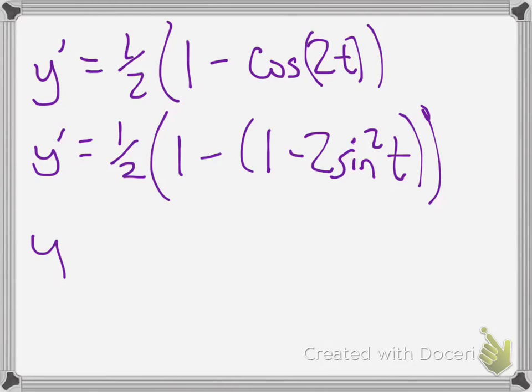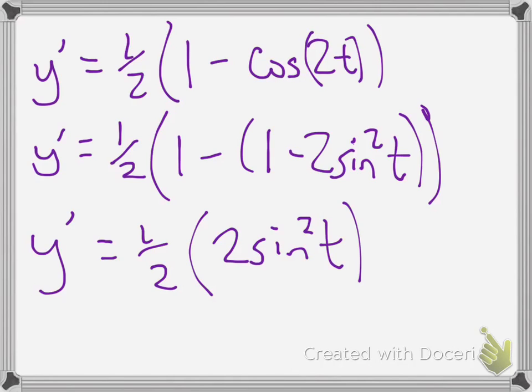Now, if we just do a little bit of simplifying here, of course, we distribute the negative sign. 1 minus 1 goes to 0, and then the negative times the negative 2 sine squared t gives you the 2 sine squared t in parentheses, and then, of course, times that half gives you y prime is just sine squared t, exactly as they claimed. And so all we're doing here is making the connection.